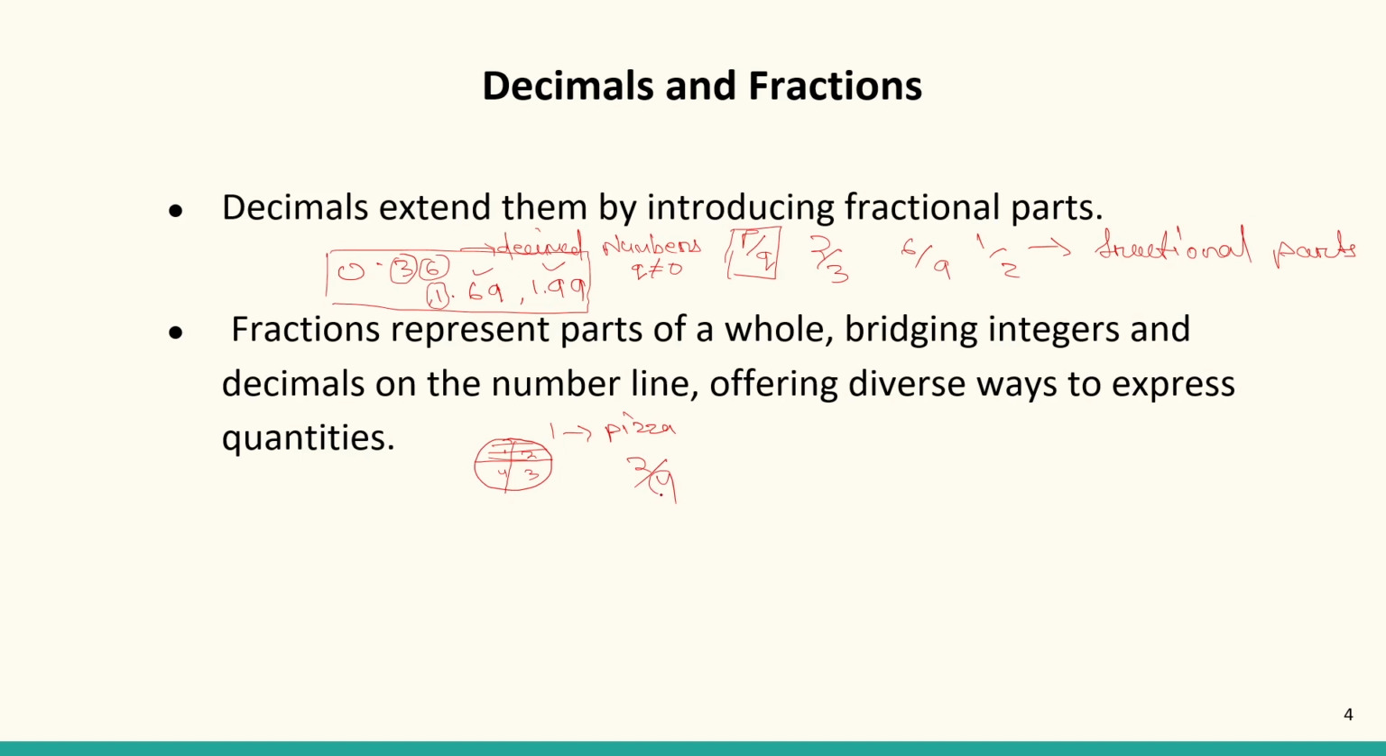This is called the denominator and this is called the numerator. The total number of equal parts is written at the denominator, and the equally divided parts you have is called the numerator. In this way we can diversely express quantities. How can I say that I have half of a pizza, or 2 parts out of 4 parts of a pizza? I can write that I have 2 by 4 parts of pizza.